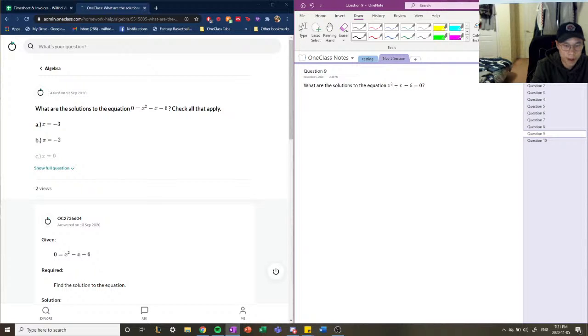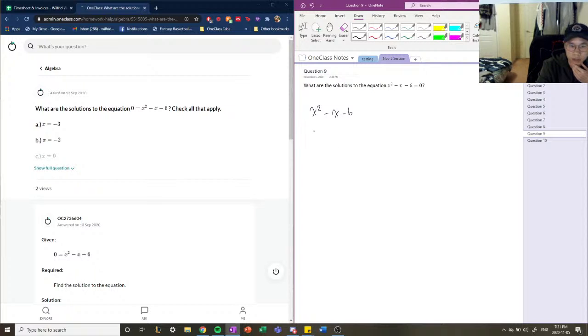So we need to find the values of x where this whole equation will equal 0, right? So we need to factor this. Factoring will help us because it simplifies the equation into two separate factors, and by that we can try to find what values of x will make this equation 0. So x squared minus x minus 6. How is this factorable?